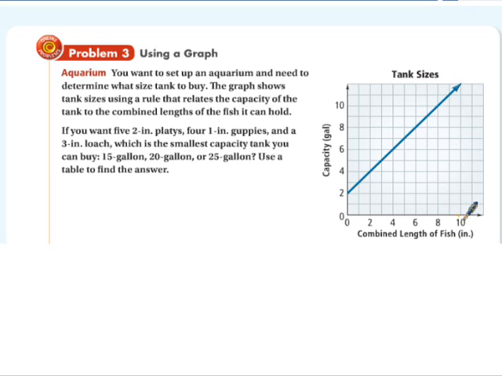So then you take the combined length of the fish. We add up all these, the combined length of them, 5 2-inch platies, 10, 14, and then a 3-inch loach, that's 17. So that gives us all the way out to here, and then we got to go up here and figure out what size tank to buy. So to do all that, we're going to make this table right here.